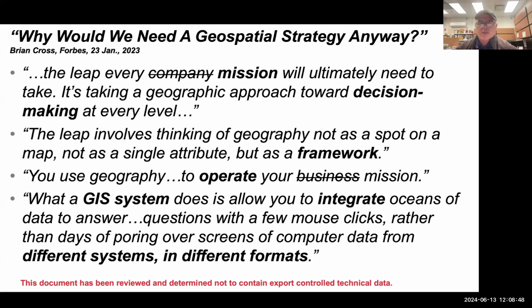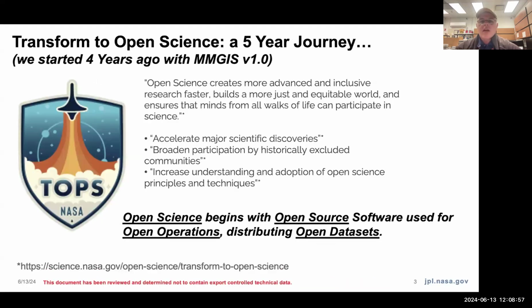And so GIS systems, of course, are the way that we can do that, because you're bringing in different data formats from different systems, and you can make things easier for people. And NASA wants to transform to open science, right? They call it a 5-year journey. We started that journey a while ago, and I'm sure a lot of people here have also done the same thing. The goals of having open science are important, but how do you do it? To me, open science begins with open software and open data sets. But I think the key part is also open operations, so that you know how to put the data sets into the hands of people and make them useful.